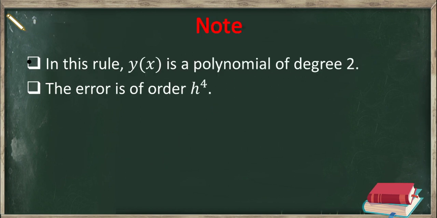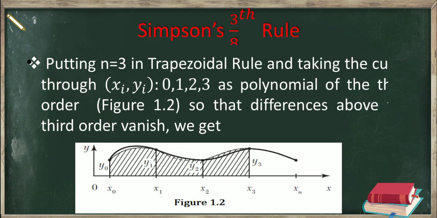Note, in this rule y of x is a polynomial of degree 2, and the error is of order h raised to 4. The error of Simpson's one-third rule is of order h raised to 4.